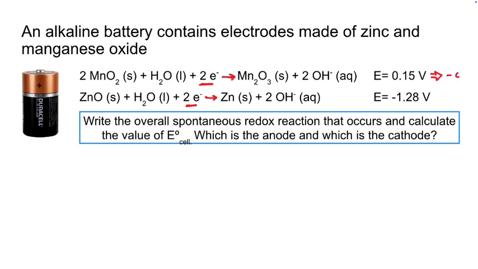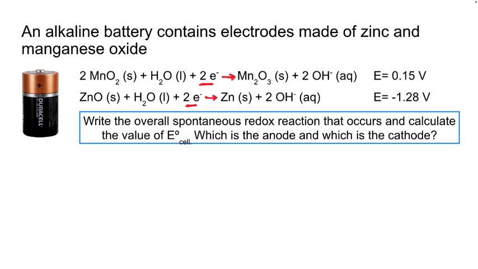I'd get a negative 0.15, right? So what I'm saying is I'm going to take that top equation and I'm going to flip it. Instead of running the reduction, I'm going to run the oxidation. To get my cell potential, I would add that new number to the other number. What value do I get? Negative. Is that what I want my battery to be? No. So what does that mean? That was the wrong thing to do.